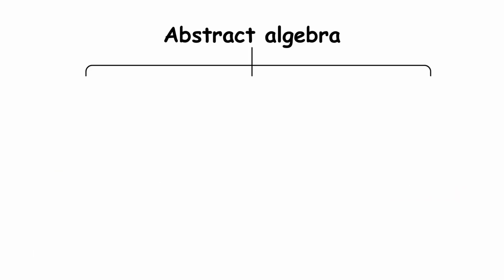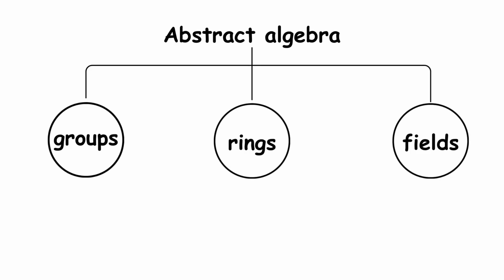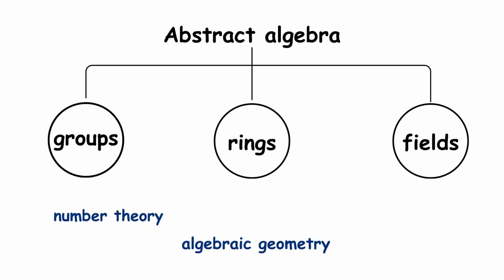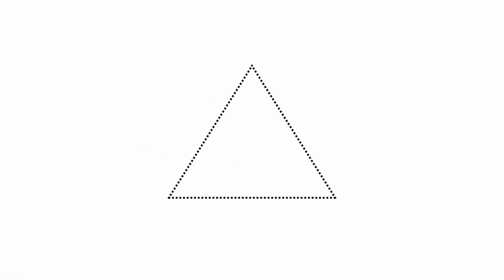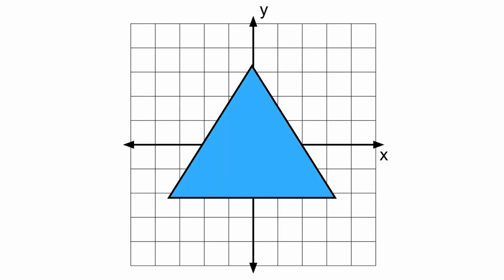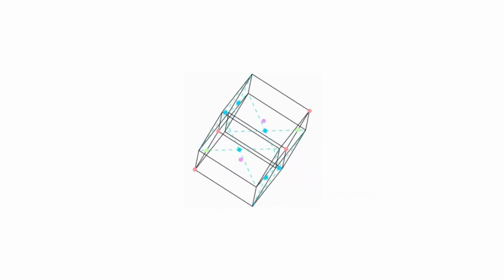Abstract algebra expands the scope toward structures such as groups, rings, and fields, which are fundamental in number theory, algebraic geometry, and cryptography. Geometry studies shapes, their properties, and the relationships between points, lines, surfaces, and solids, spanning from two-dimensional space to three-dimensional space, and in advanced applications, spaces of higher dimensions.